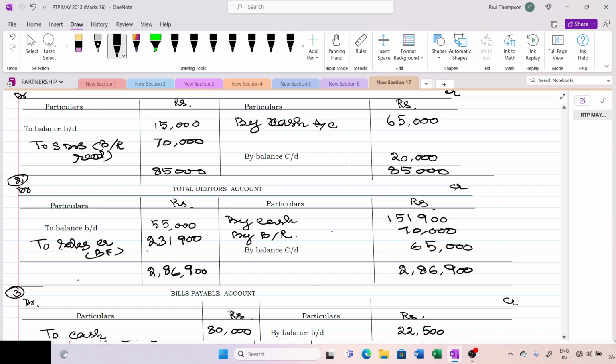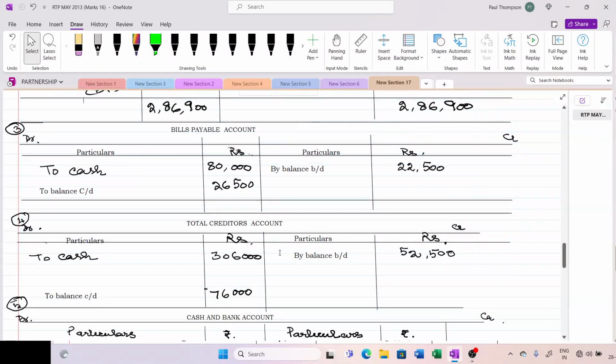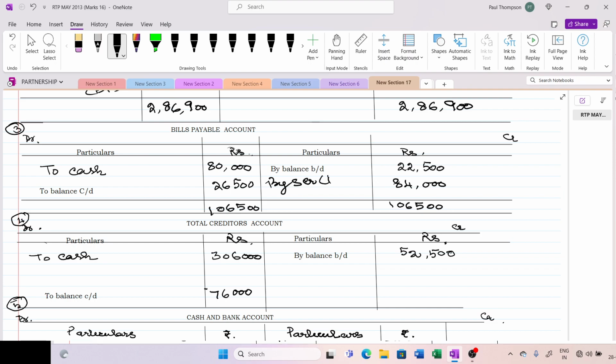Okay. Next one, we are going to close the bills payable account. This 106,500 will be copied to this side, 106,500. So the balancing figure is 84,000. This is the bills payable accepted during the year by sundry creditors, BP accepted.